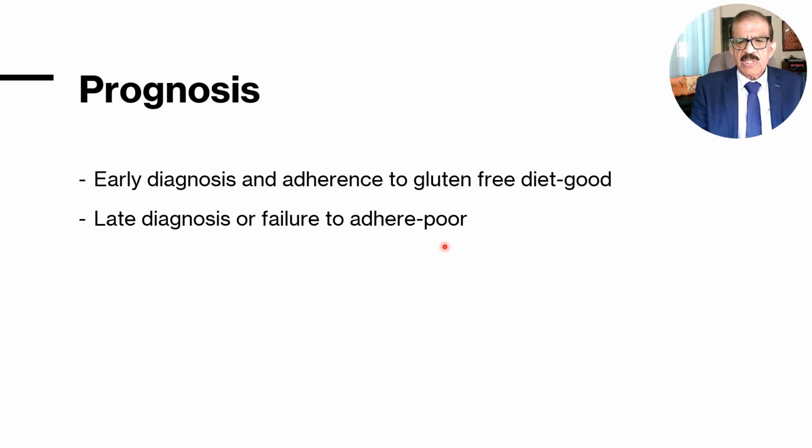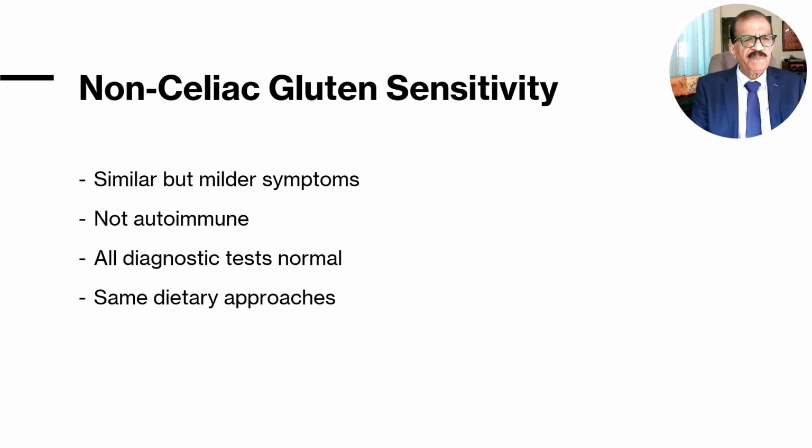So I'm coming to the end of the celiac disease, but there are two conditions which are very similar to celiac disease. I would like to mention them briefly here. One is called non-celiac gluten sensitivity, abbreviated as NCGS. It is similar to celiac disease.